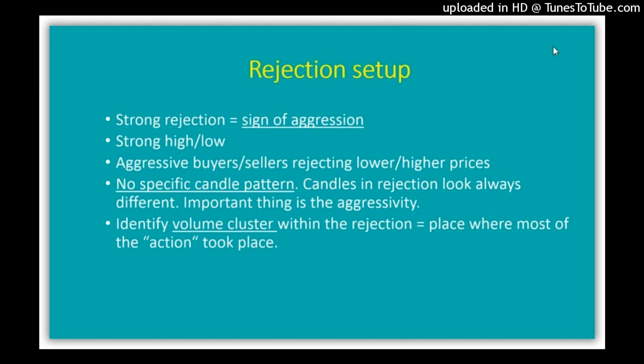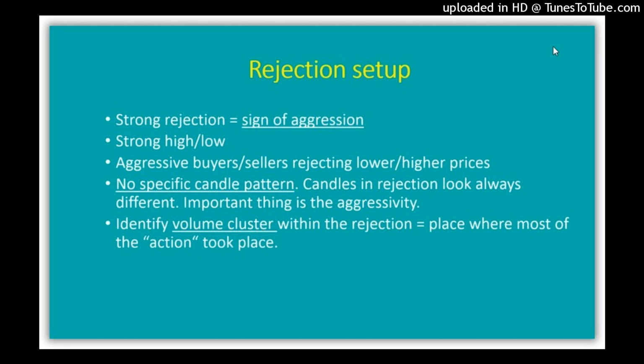The movement needs to be swift and the rejection must be really nicely visible. Alright, this is how it needs to look like. There is no specific candle pattern to this, so it can be one candle, for example a pin bar, but it doesn't need to be a pin bar. The important thing here is the aggressivity, how the price turned. So there is no specific candle pattern.